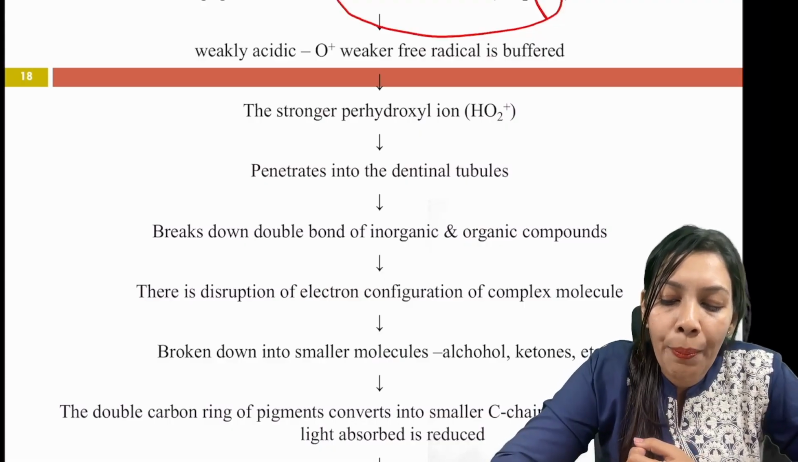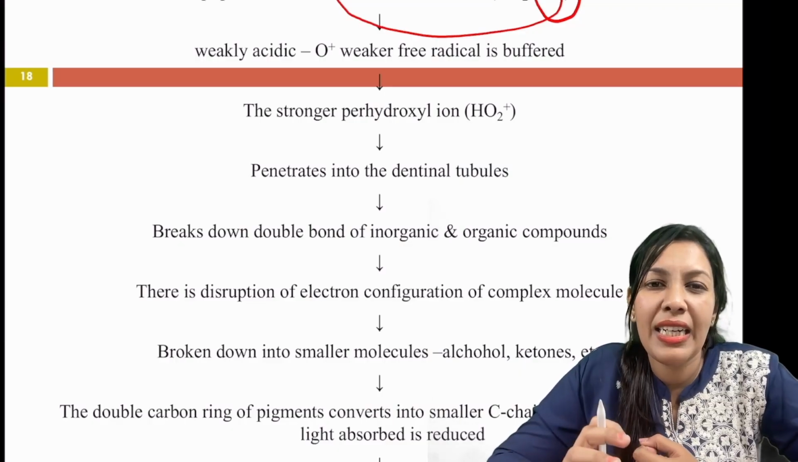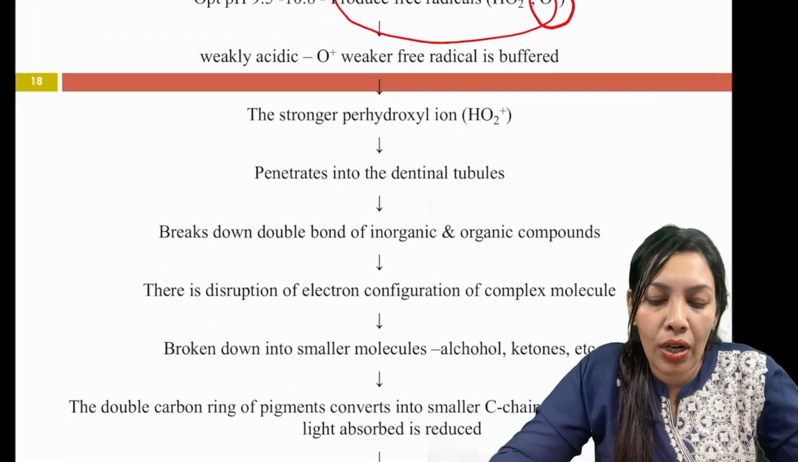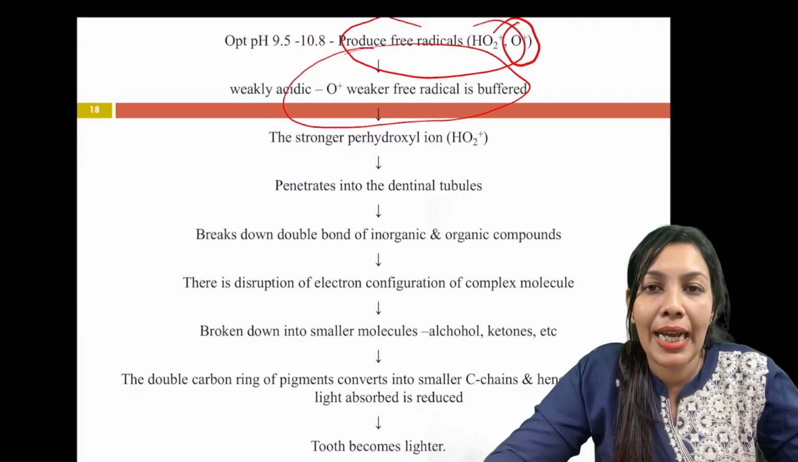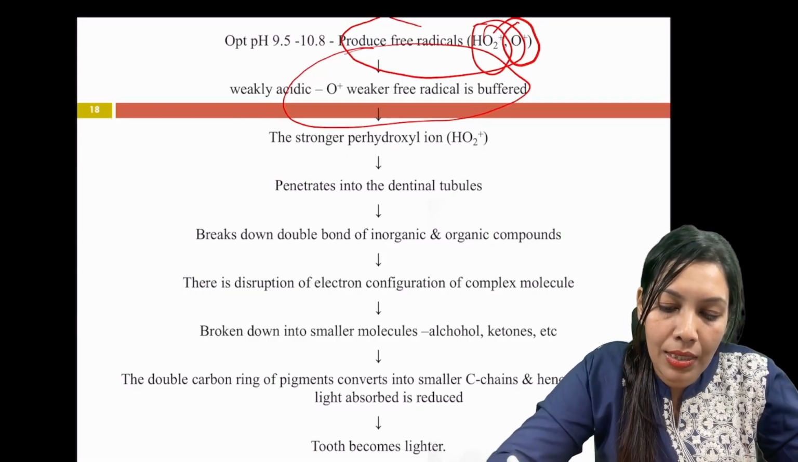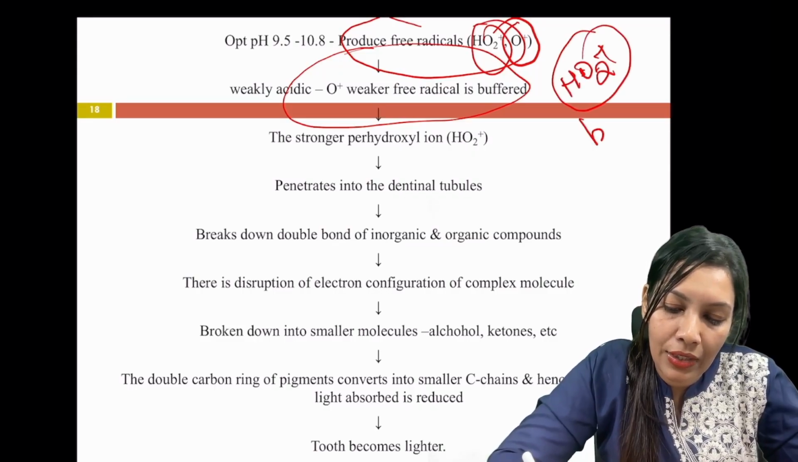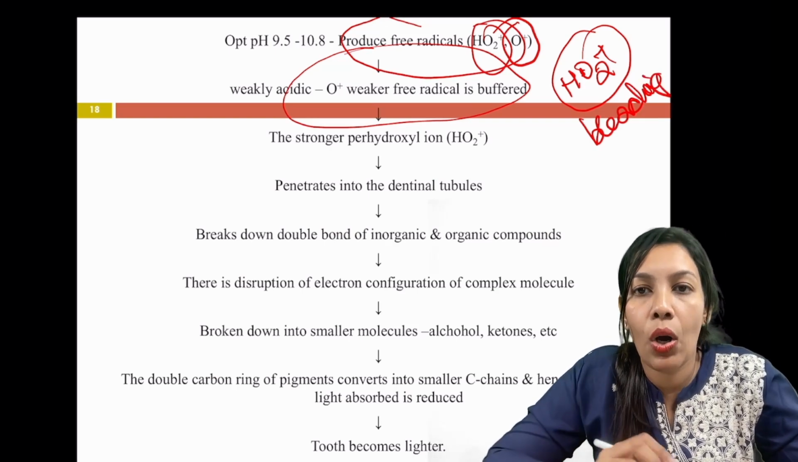So this O plus is actually a weakened structure. It is not stronger. So what happens is this weakened structure gets buffered. Next is the perhydroxyl group. This is the material that is causing the bleaching action. Very important. This is the material which causes the bleaching.